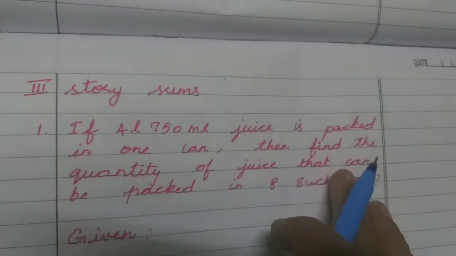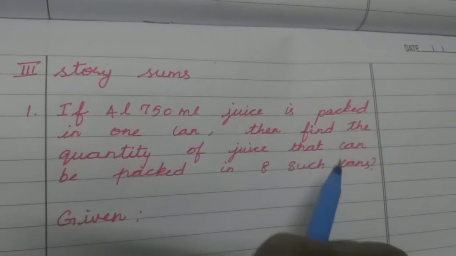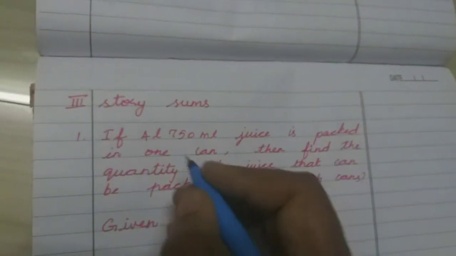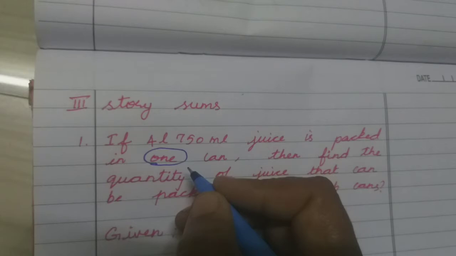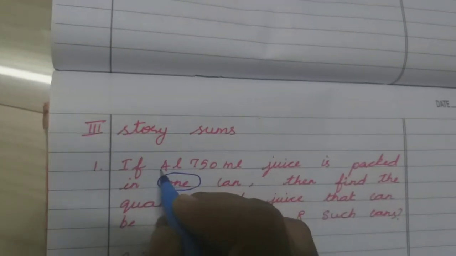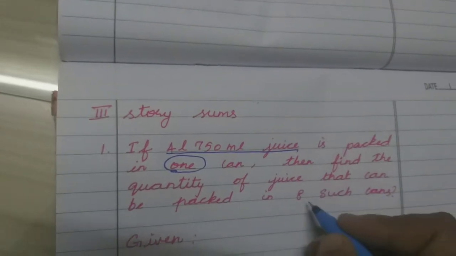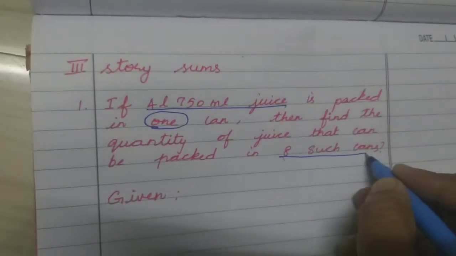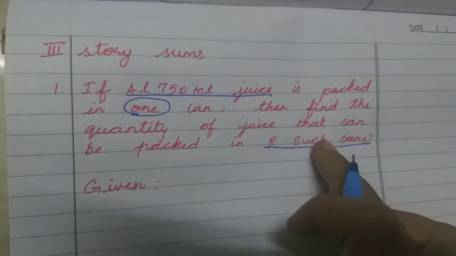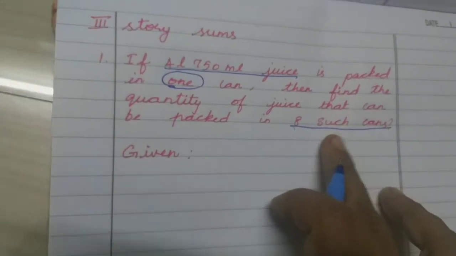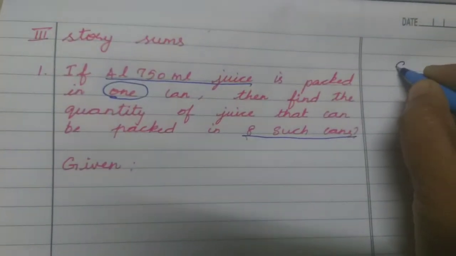Right? So here 1 is given and they are asking for more. So 1 is given means first of all you should underline, circle 1. This is the keyword, isn't it? And the number 4 liter 750 milliliter, and also 8 such cans, you should underline, and you should use a scale.